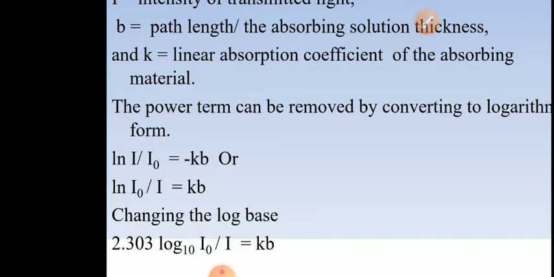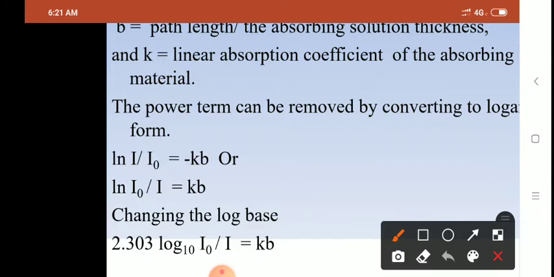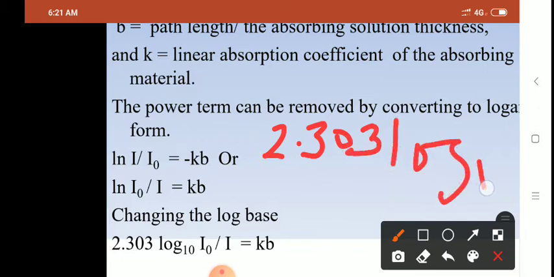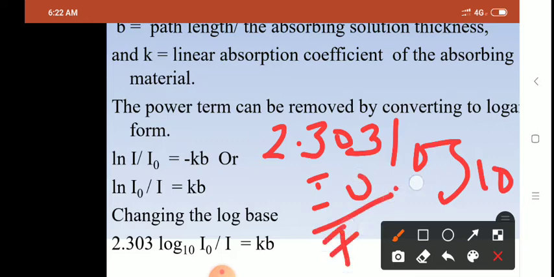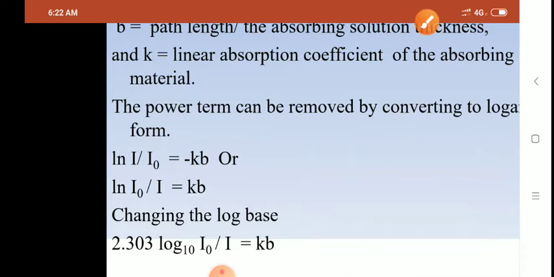Change the base of the log, so it becomes 2.303 log to the base 10, I0 upon I is equal to kb.